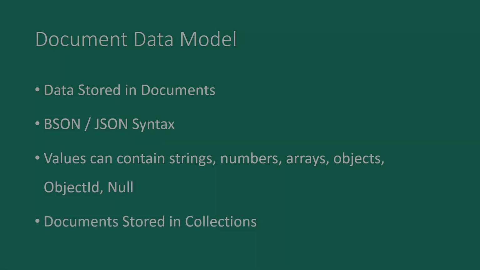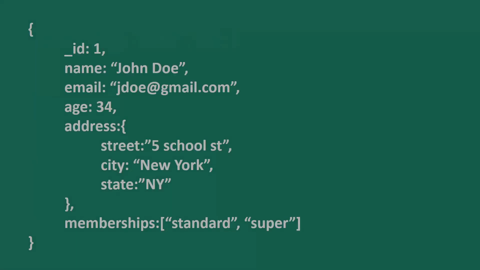Alright, so documents are stored in collections, which can be loosely compared to tables, although you usually don't have to predefine collections like you would with a table. You can do it through your application. So let's take a look at a quick example of a document. Like I said before, if you know JSON syntax, this should look very, very familiar.